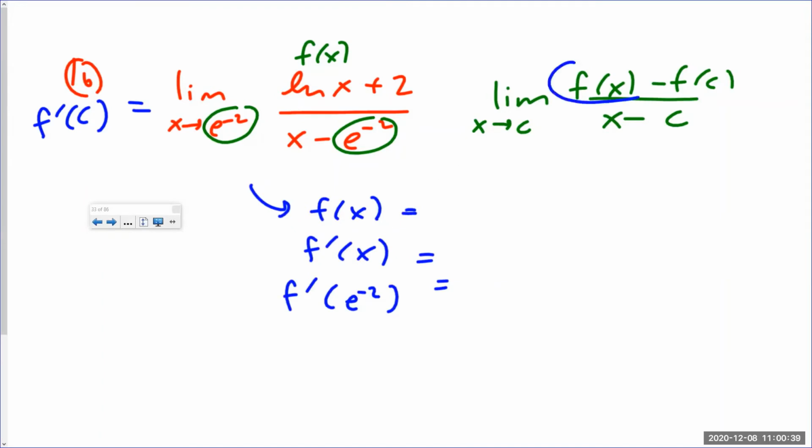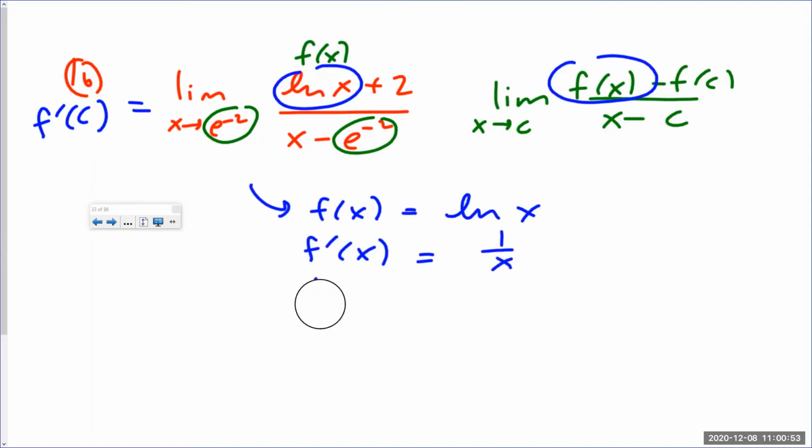Here's my f of x formula. So where's the f of x? ln of x. So f of x equals ln of x. What's the derivative of ln of x? 1 over x, right? Okay, now everywhere there's an x, what am I going to plug in? I'm going to plug in a c, because the answer is the definition of a derivative. The answer is a derivative. So the answer is 1 over x, but it's got to be a number, okay? And so what is the c that they plugged in? What's the x they plugged in? E to the negative 2, right?